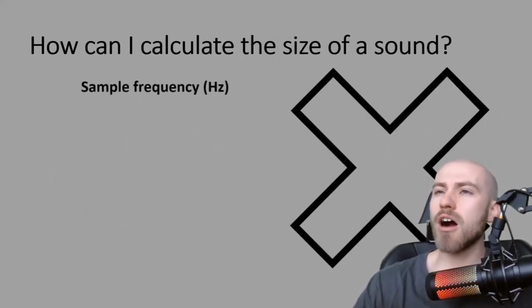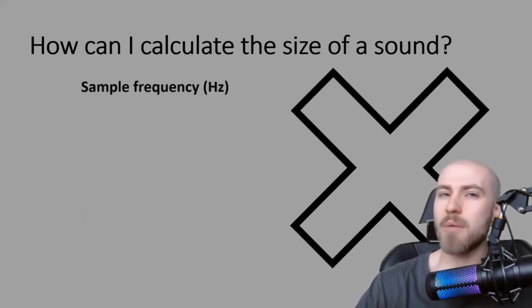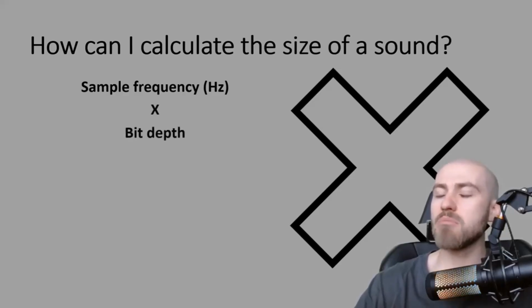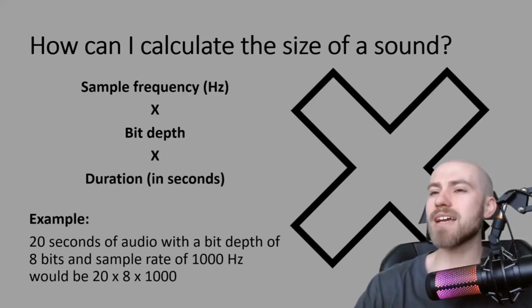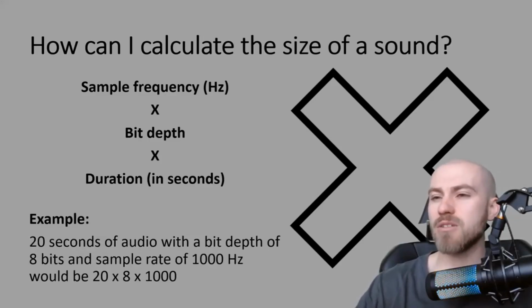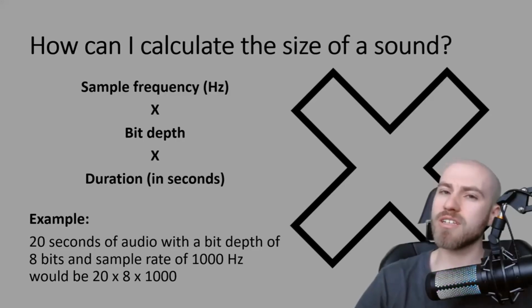Now, we can calculate the size of a sound just by the information that we know about it. So we've got our sample frequency, which is how many samples it is per second, which is measured in hertz. That's going to be multiplied by the bit depth. And then finally, you will multiply that by how many seconds the sound is. So if you had 20 seconds of audio with a bit depth of 8 bits and a sample rate of 1,000, then all you need to do is multiply it all together. So 20 times 8 times 1,000, which will give you 160,000 bits or 160 bytes.